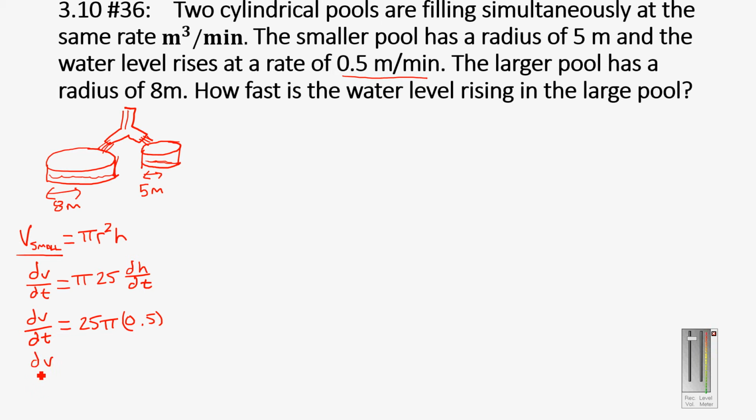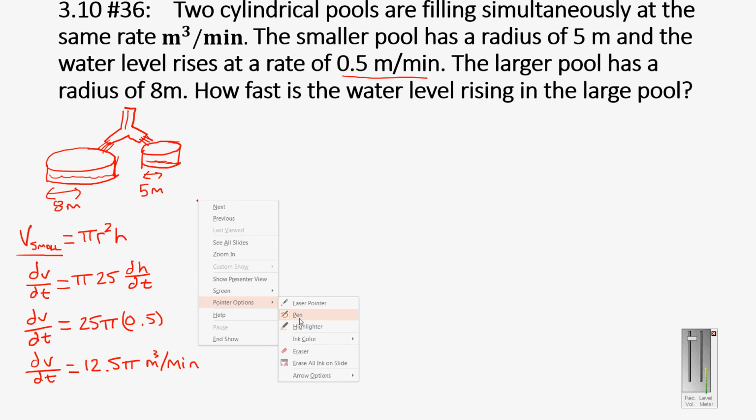Or dv/dt, I could simplify that a little bit and say it's equal to 12.5, because it's volume, 12.5 pi, 0.5 times 25, meters cubed per minute. That's the change in volume for this change in height. We've got the same change in volume for this pool, although the height is going up slower. We still are going to have the same change in volume. So that's actually an interesting note here.